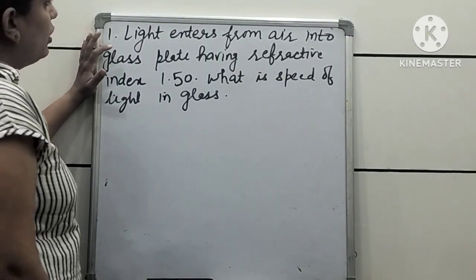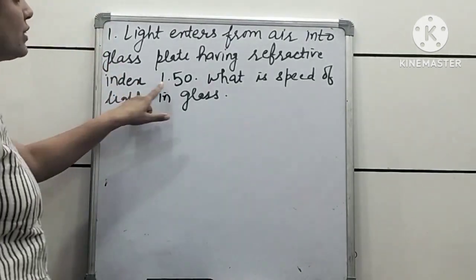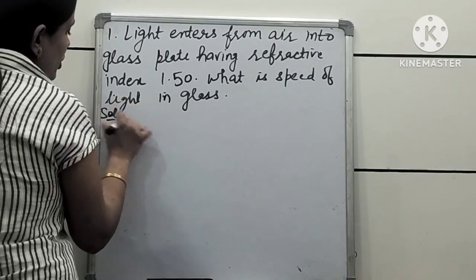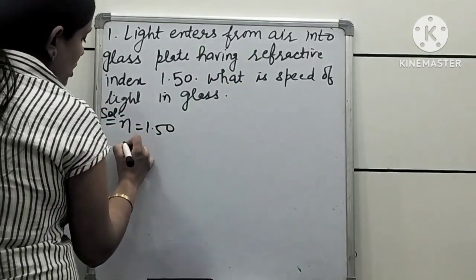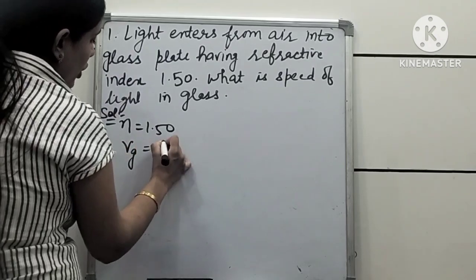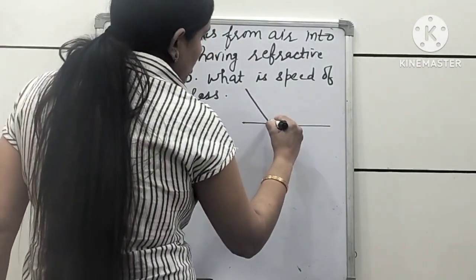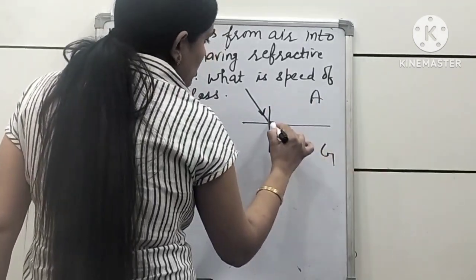Now the numerical: light enters from air into a glass plate having a refractive index of 1.50. Here the refractive index is given, which is equal to 1.50. What is the speed of light in glass? We have to calculate the speed of light in glass. So light enters from air to glass.